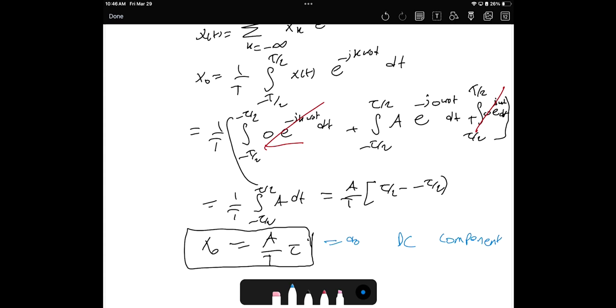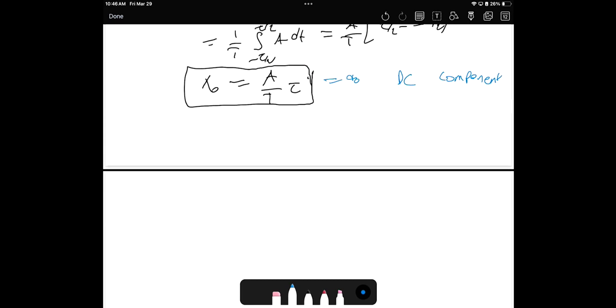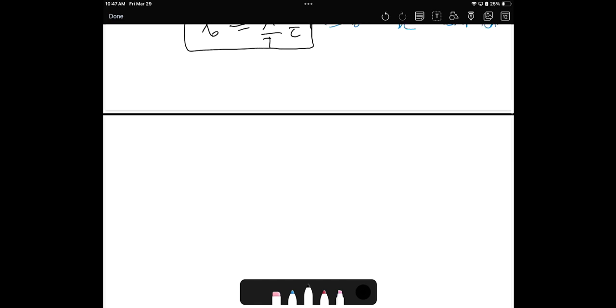Now we just calculated x0. How about x of k in general, no matter if it is 0 or not? So x sub k equals 1 over T, integral from negative T over 2 until T over 2, x of t e power negative j k omega naught t dt. So we will not substitute k as 0, let's keep it as k to find the general expression, no matter what k is.